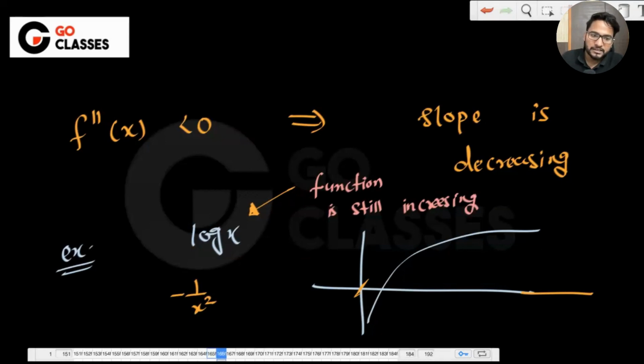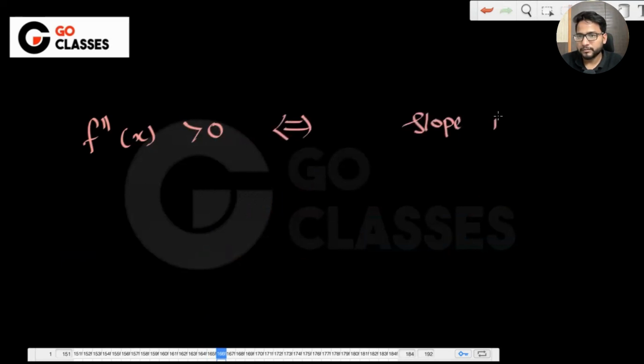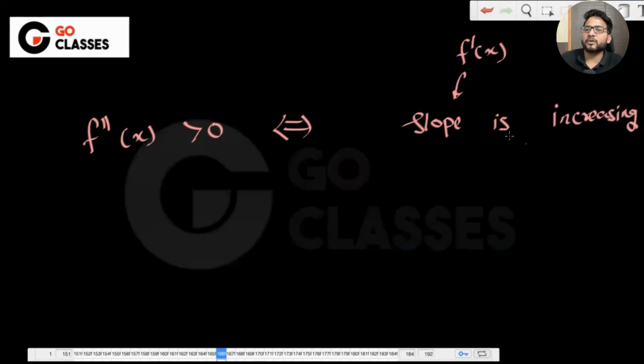Now, if I say that f double dash x is greater than 0, then what does this mean? f dash x is actually increasing, which means the slope is increasing, right? Can I say anything about the sign of this f dash x, whether f dash x is greater than 0, less than 0, something like that?